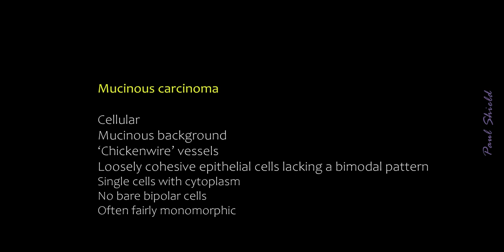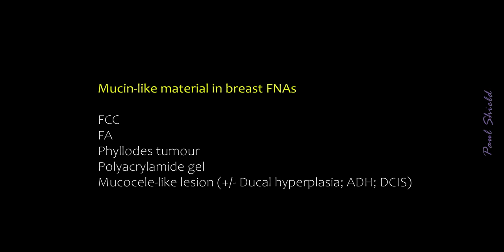So mucin-like material is seen in breast FNA in quite a few conditions. Probably the most common of those are fibroadenoma with a myxoid degeneration. It can have quite a mucinous-like background to it. Usually you'll have bare bipolar nuclei and a bimodal pattern, quite different to the cases we just looked at. Also, you can see a range of other materials, including foreign materials that are used in breast augmentation.